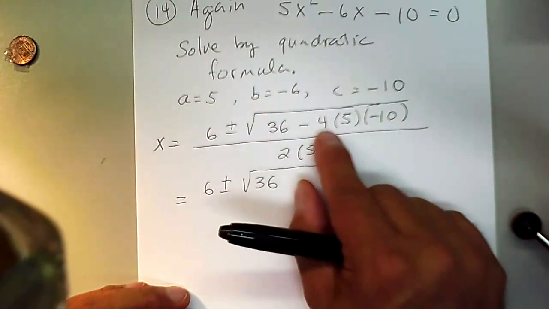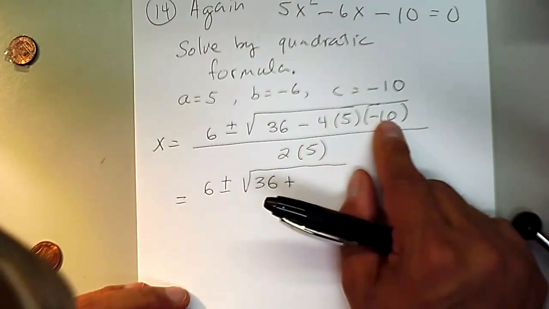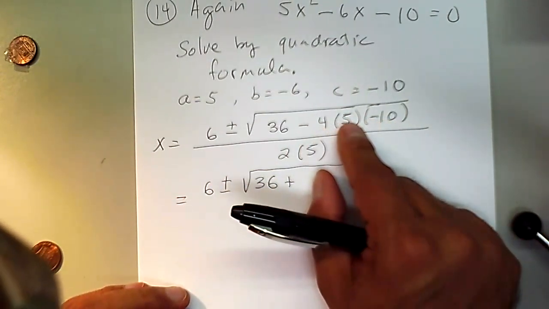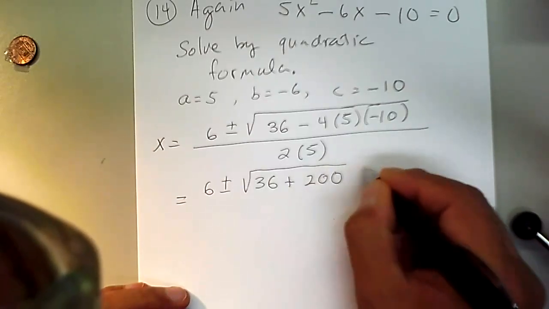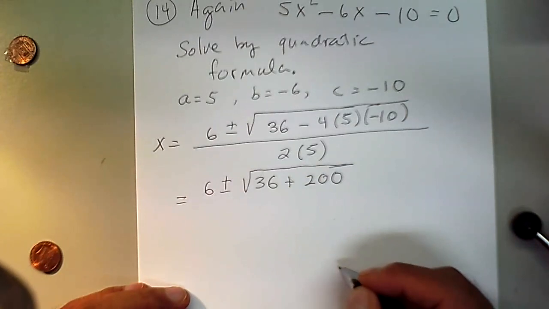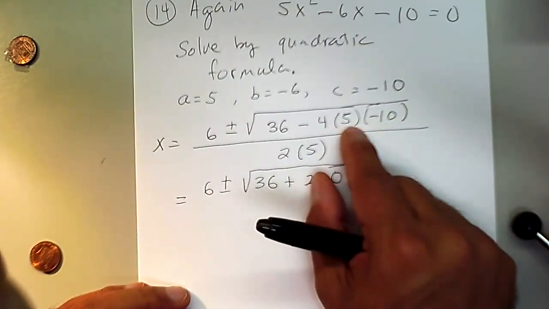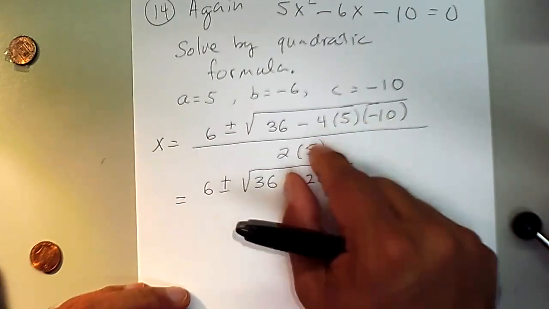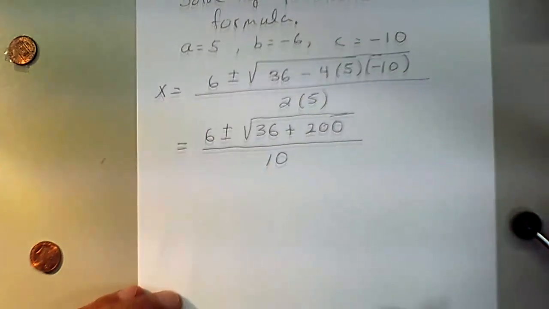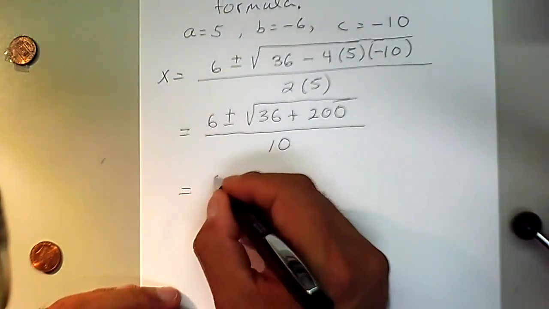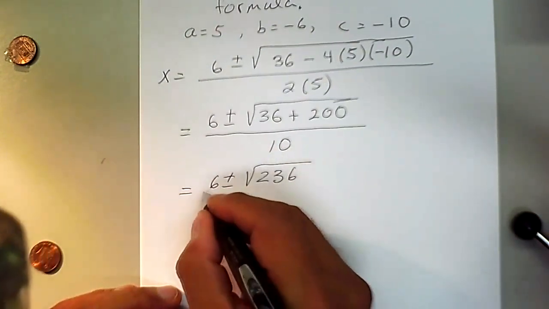So 36, let's multiply this out. There's 2 negatives, so we're going to end up adding 4 times 10. Well, 4 times 5 is 20. 20 times 10 is 200. Okay, let me double check that. So multiplying the other way, 5 times 10 is 50 times 4. Yep, 200, over 10. Okay. 6 plus or minus square root of 236 over 10.